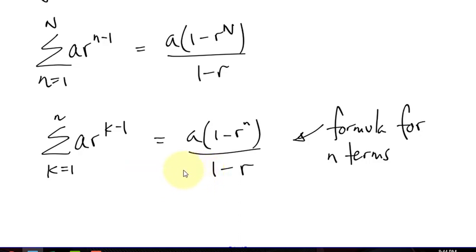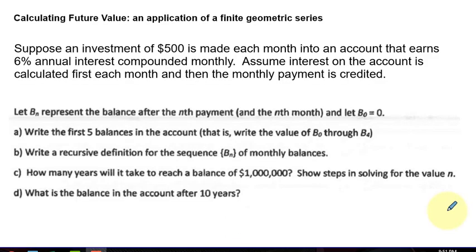throughout this example of these savings, making deposits, and earning interest, and calculating a future value. So let's look back at the question, because I've definitely forgotten it after all that. Suppose an investment of $500 is made each month into an account that earns 6% annual interest compounded monthly. Assume interest on the account is calculated first each month, and then the monthly payment is credited. B sub n represents the balance after the nth payment and the nth month, and B sub 0 is 0. Write the first 5 balances in the account from B0 through B4.